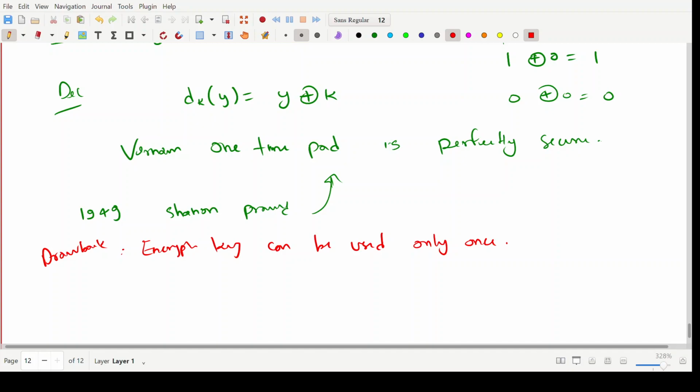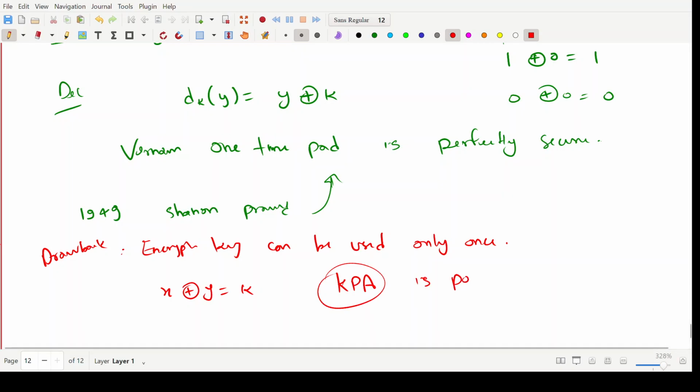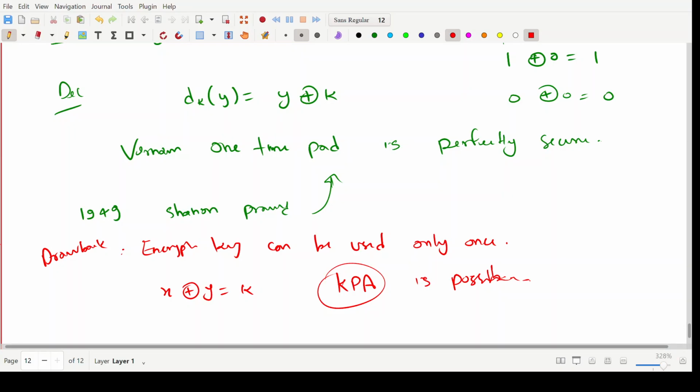Just one pair of plaintext and ciphertext is sufficient to obtain the shared secret key. If you get any one pair of plaintext and ciphertext, you can get the key. You just XOR the message with the ciphertext, and you will get the key. Thus, the known plaintext attack is possible in this case. KPA is possible. Hence repetition of the key is not allowed here.